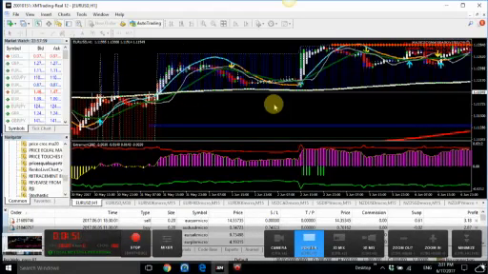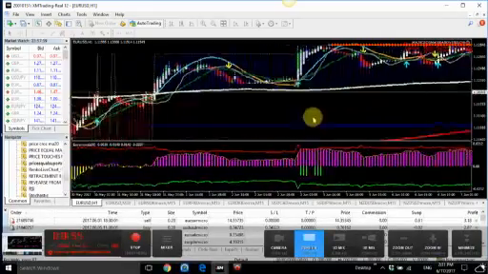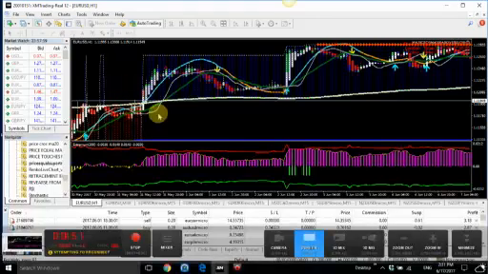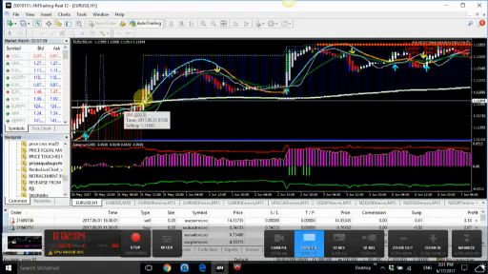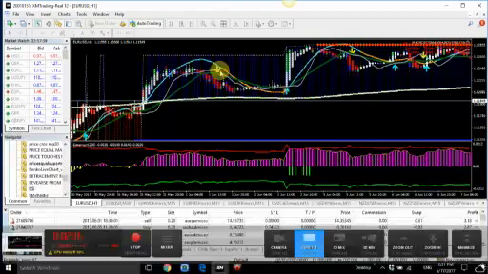With that at the back of your mind, you ask, what is my entry? Your entry is when the price is crossing the moving average 200. So that is your entry. Look at the price crossing the moving average 200. This is a pullback, but here it crossed.